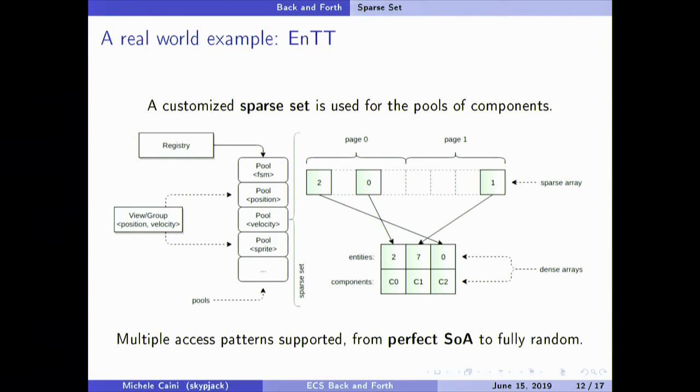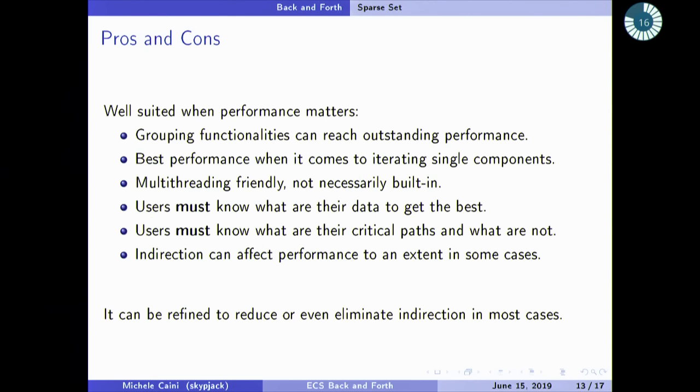The problem of perfect SOA is that you cannot apply it in all cases, so you have to decide to use it on the most critical paths, and all the other paths have to suffer from indirection. So grouping functionalities can reach outstanding performance, the best you can imagine, but are quite limited. And so users also usually use more registries, so they can use groups almost everywhere and reach really good performance. Single components is the best you can imagine.